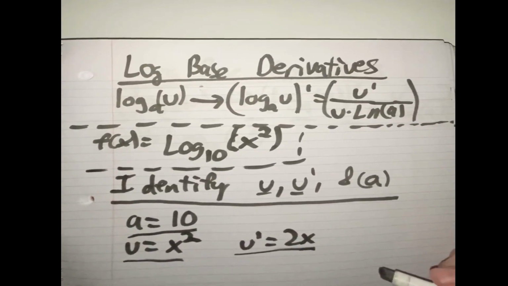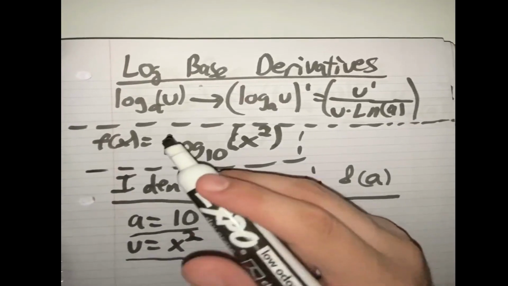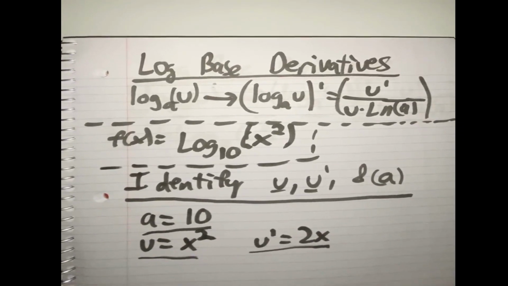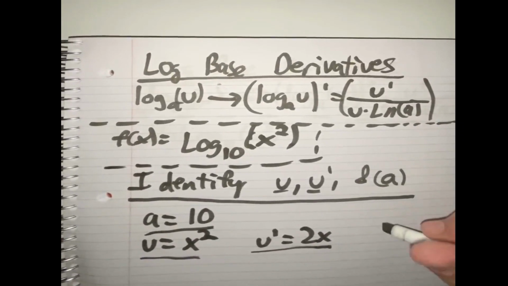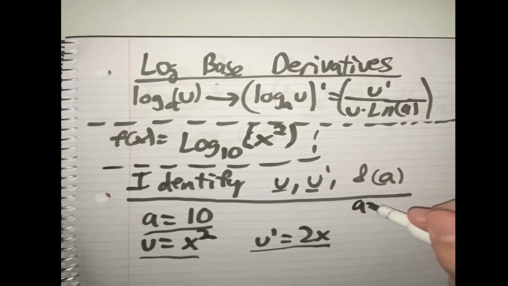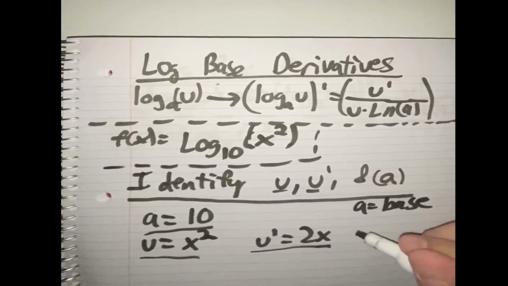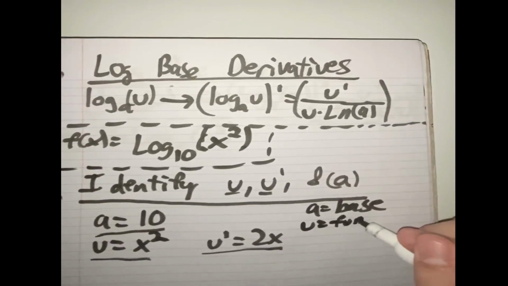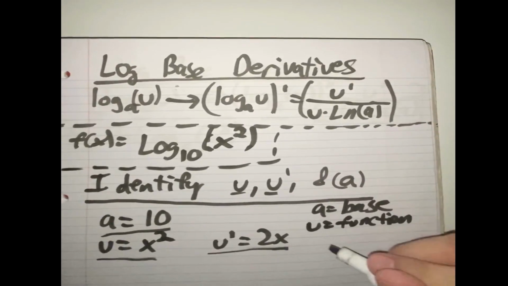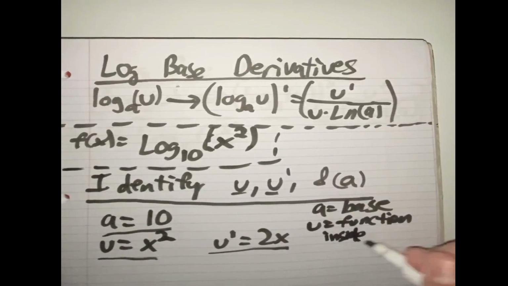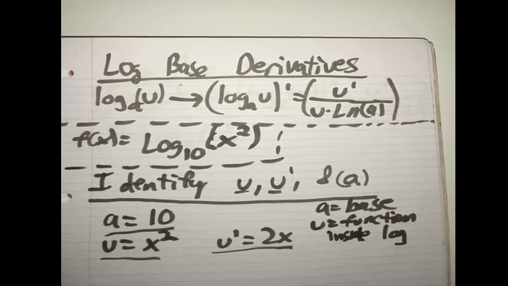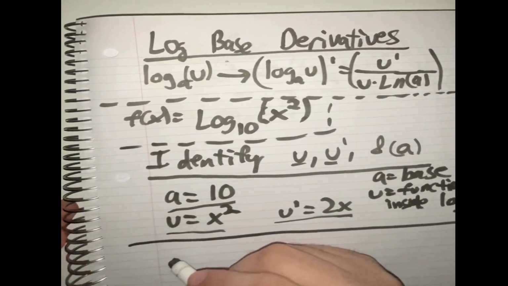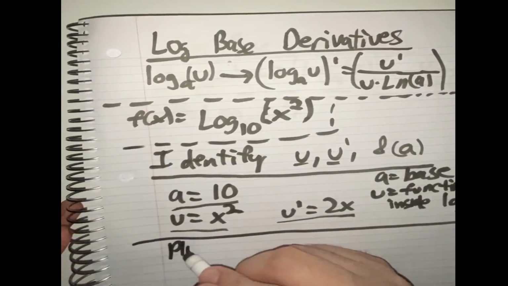A is our base, and u is whatever function is inside the logarithm. Your a will always be your base, and your u is the function inside the log. That's how you identify a and u. Then the third step is just literally plugging in.